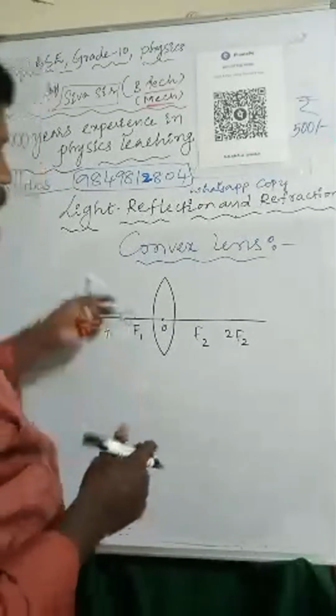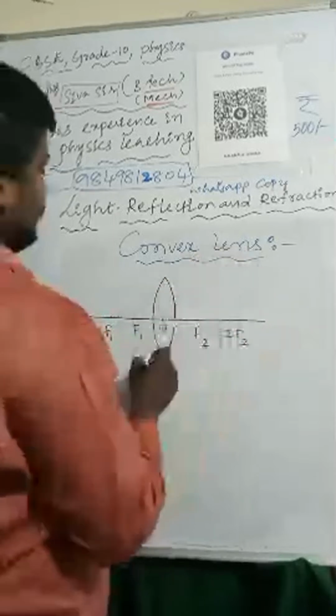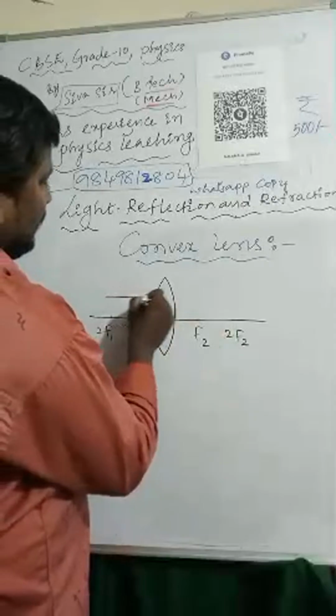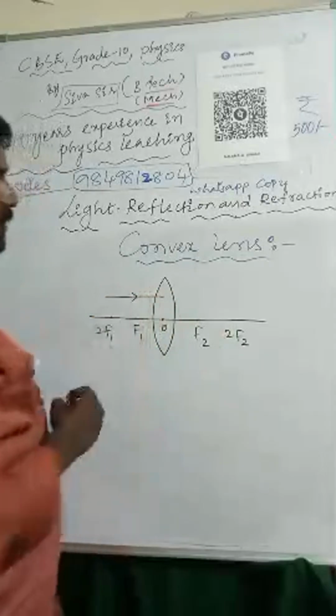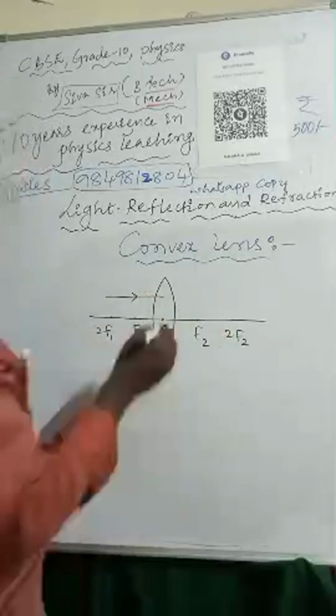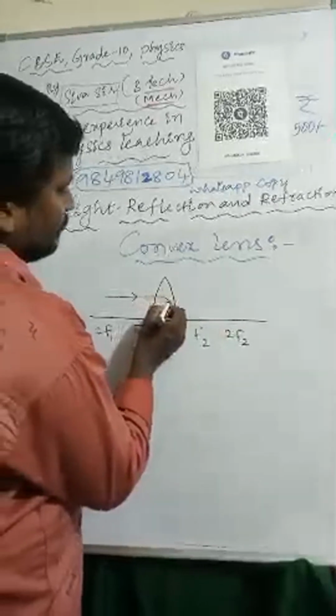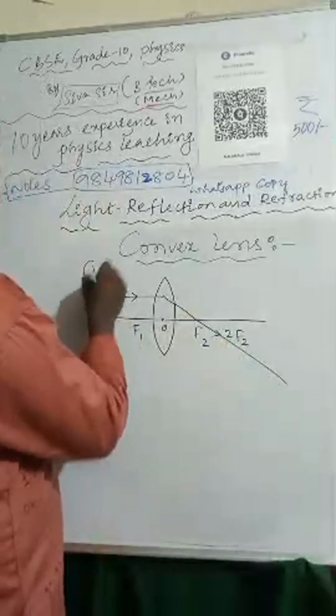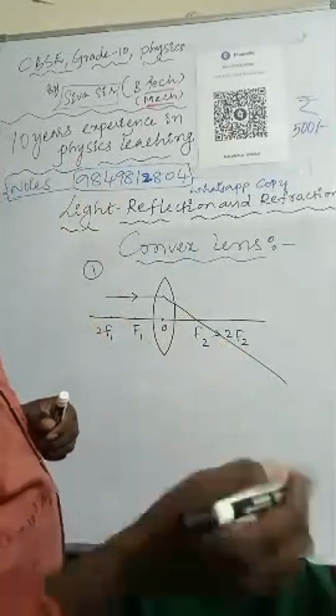Now this is one part of the sphere. Ray rules I am considering. One light ray I am taking like this, one light ray like that, that passes through the focus. So that is the first one. Okay, coming to the second one.